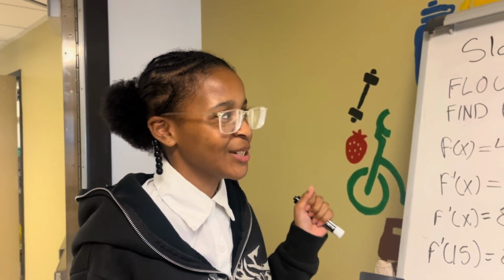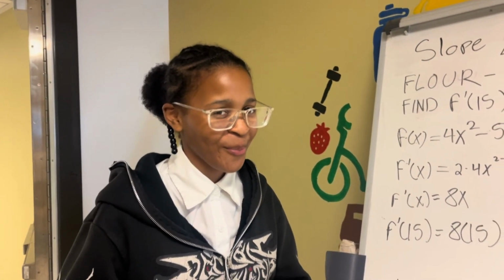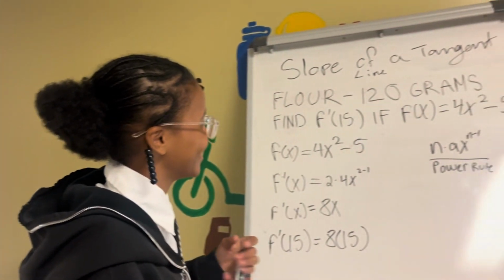Today we will be making churros using AP Calc equations. So let's get started. For our first ingredient, we'll be adding our flour. Let's pass it to Latrice, who'll be helping us solve for how many grams we'll be needing today. Solving for the slope of a tangent line for flour, which is 120 grams.